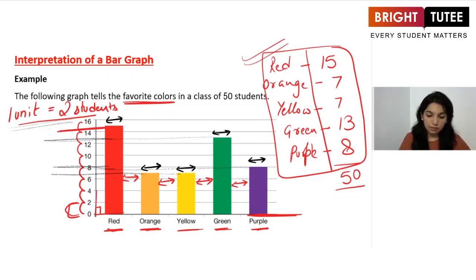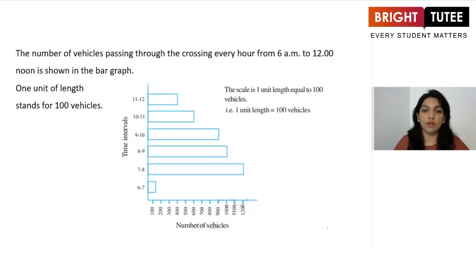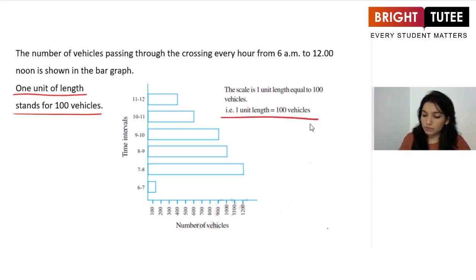Let us understand about this more using this particular diagram. It says the number of vehicles passing through the crossing every hour from 6 a.m. to 12 noon is shown in the bar graph. 1 unit, read this, 1 unit of length stands for 100 vehicles. Okay, so here this is also written in numbers, that is 1 unit length here is representing 100 vehicles.